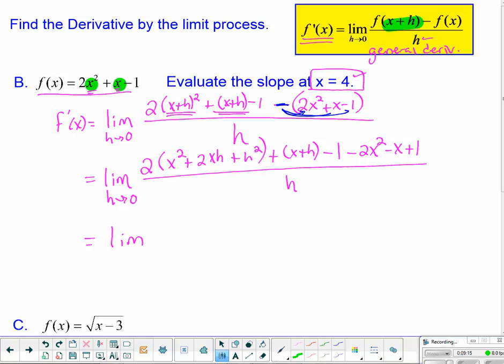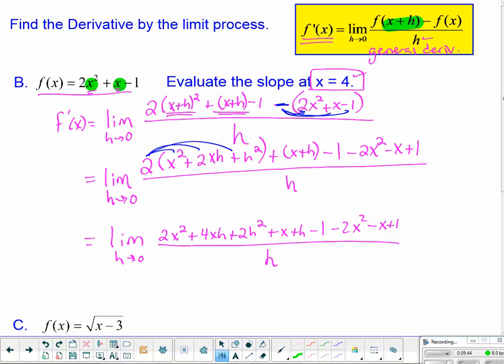Cleaning up. Actually, I think I have one distributive step to go yet, don't I? We got to send this 2 through. And that's going to look like 2x squared plus 4xh plus 2h squared plus x plus h. Let those parentheses disappear. They weren't really serving any purpose there. Copying the rest of that down all over h.